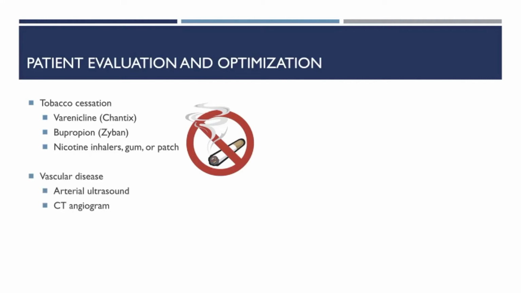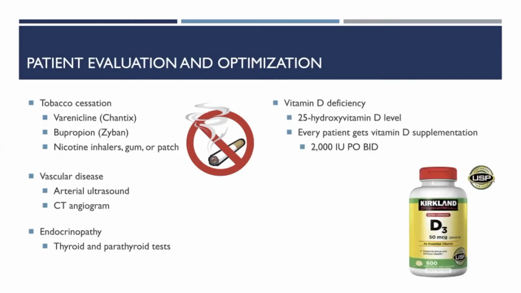Any vascular disease should be evaluated and corrected. Arterial ultrasound and CT angiograms are good tests to look for that. Any endocrinopathy, such as thyroid and parathyroid disease, should be identified and corrected. Vitamin D deficiency is very common. All my patients get a 25-hydroxy vitamin D level ordered and at least 2,000 IUs PO BID of vitamin D supplementation, more if they're found to be deficient.